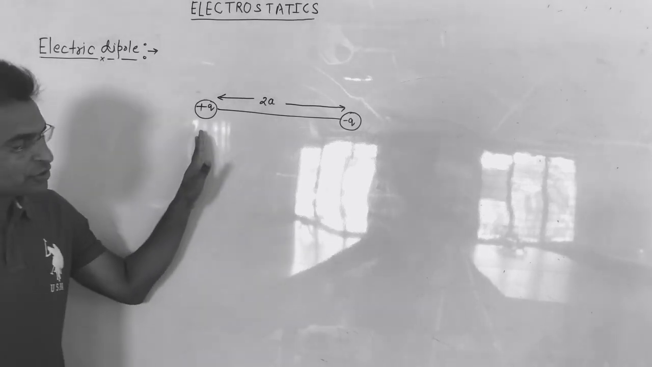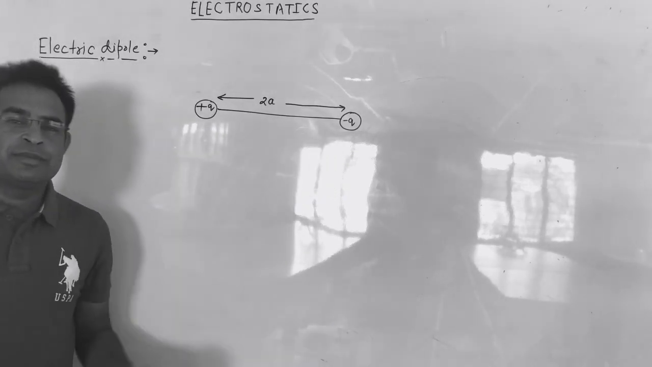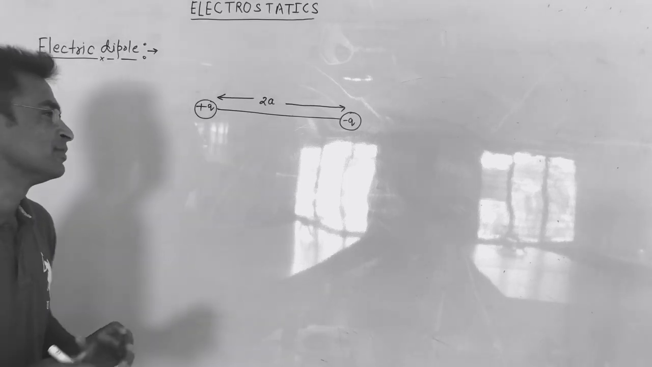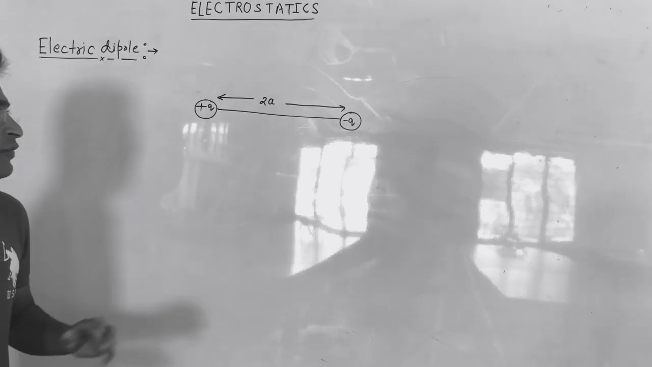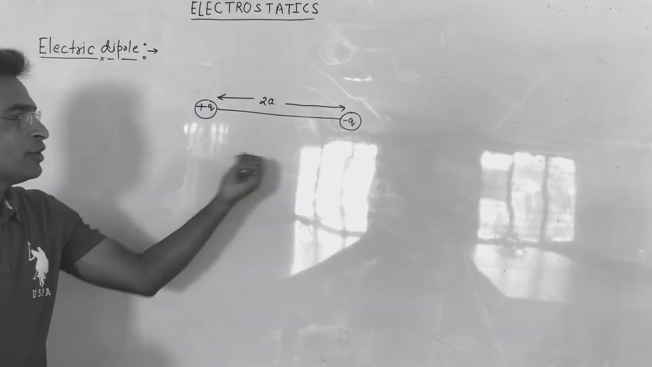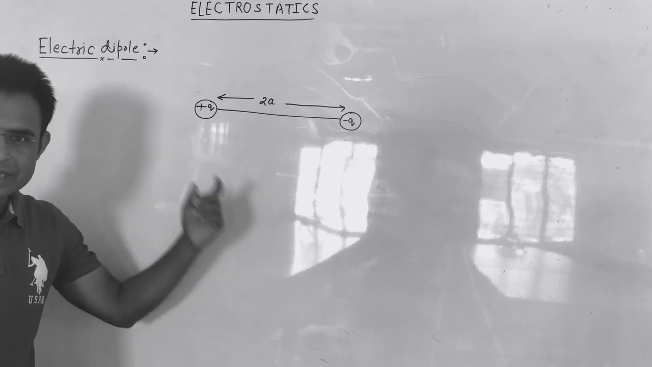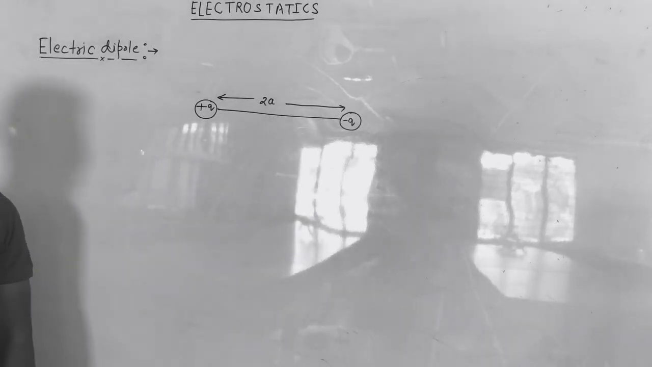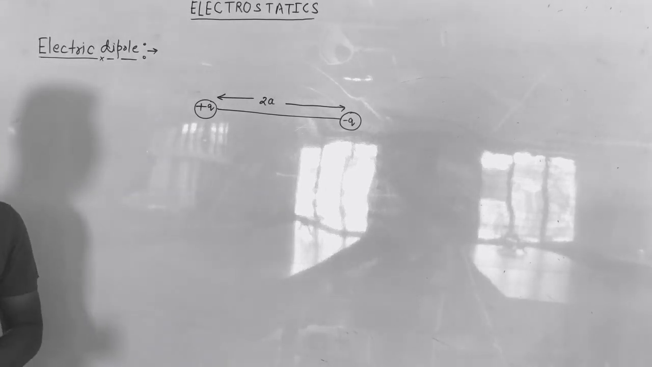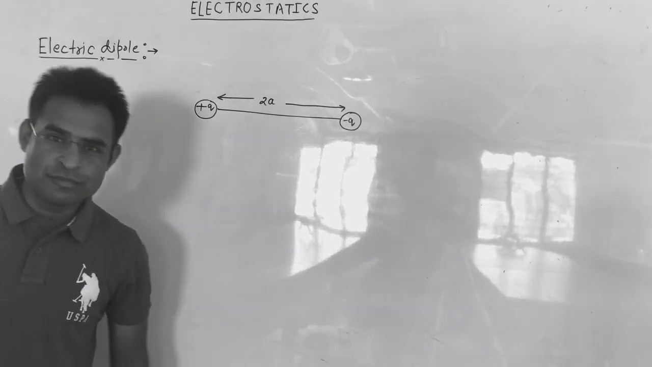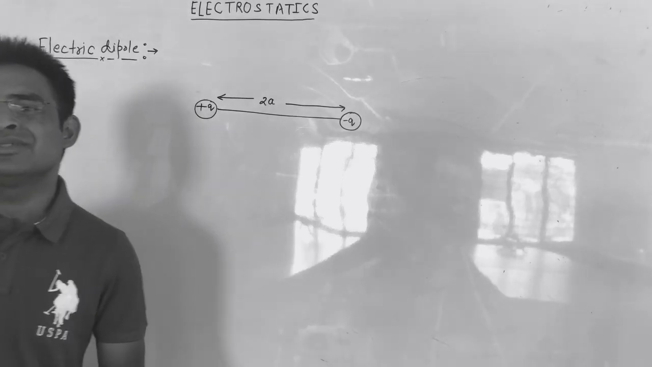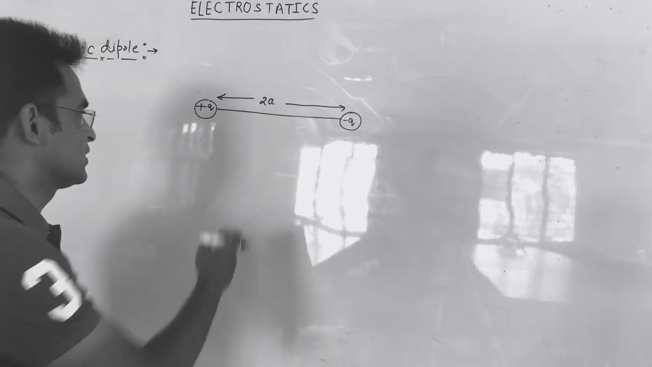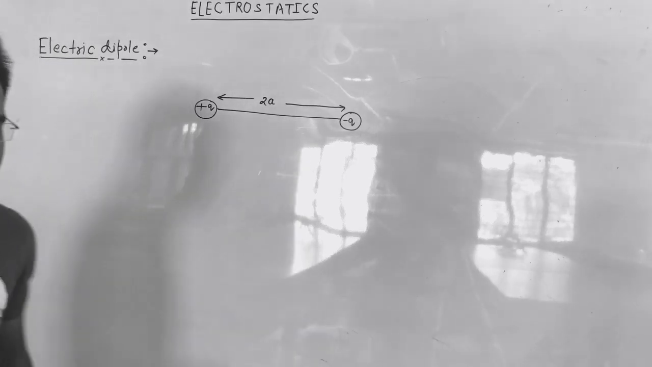So one positive charge and one negative charge separated by some distance, this combination is called a dipole. This is one term that is called dipole. If we don't want to name it a dipole, we would have to say there is one positive charge, one negative charge, and the distance between these two charges is 2a. So rather than telling this complete sentence, we can simply say this is a dipole. So a dipole is an arrangement of a positive charge and a negative charge separated by a small distance. Basically that distance should be very small, then only we can get the dipole effect.